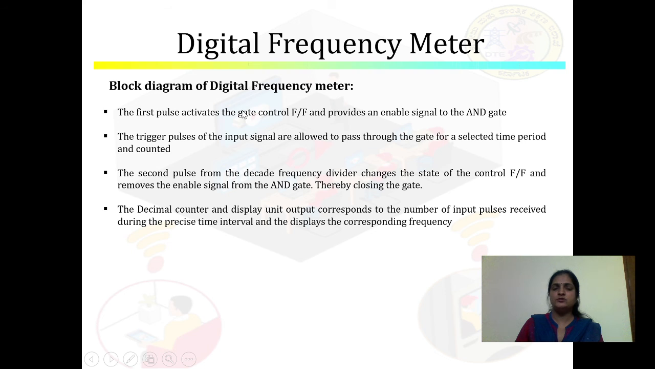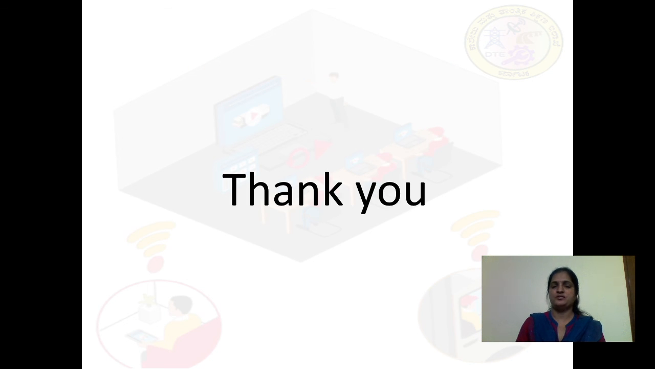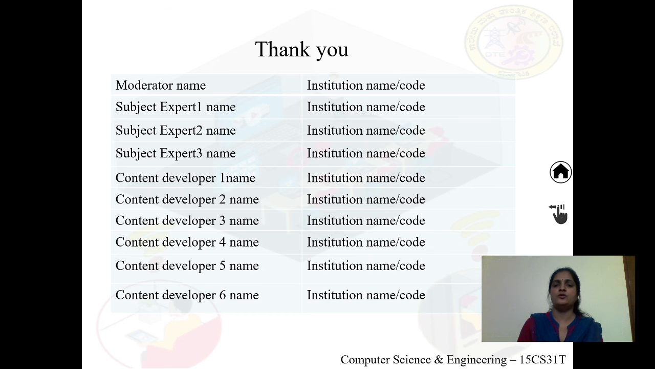In this, the first pulse activates the gate control flip-flop and provides an enable signal to the AND gate. The triggered pulses of the input signal are allowed to pass through the gate for a selected time period and are counted. The second pulse from the decade divider changes the state of the control flip-flop and removes the enable signal from the AND gate, thereby closing the gate. Finally, the decimal counter counts and displays the number of pulses transmitted during that interval. This is the information related to the digital frequency meter to measure the unknown frequency.